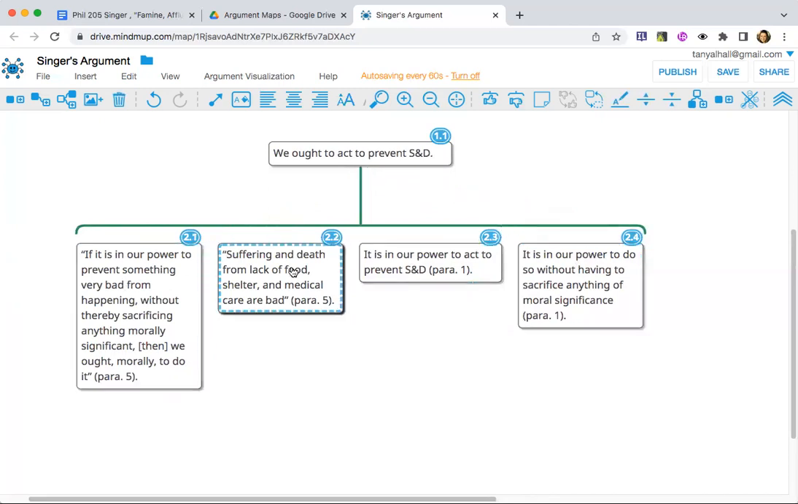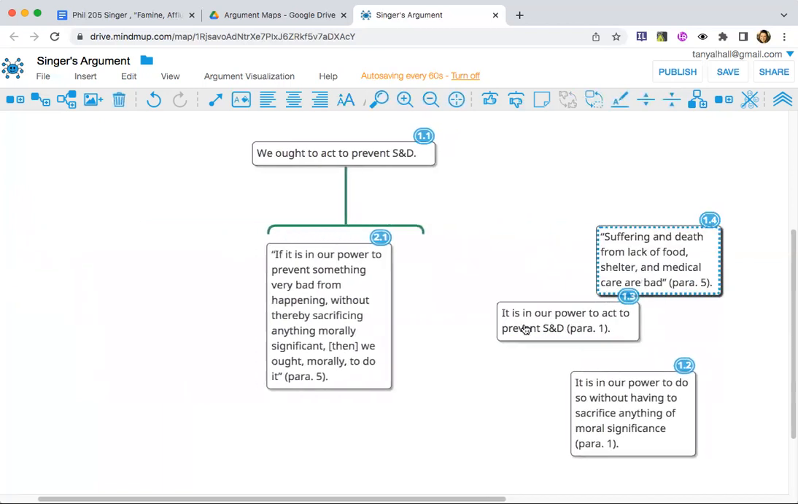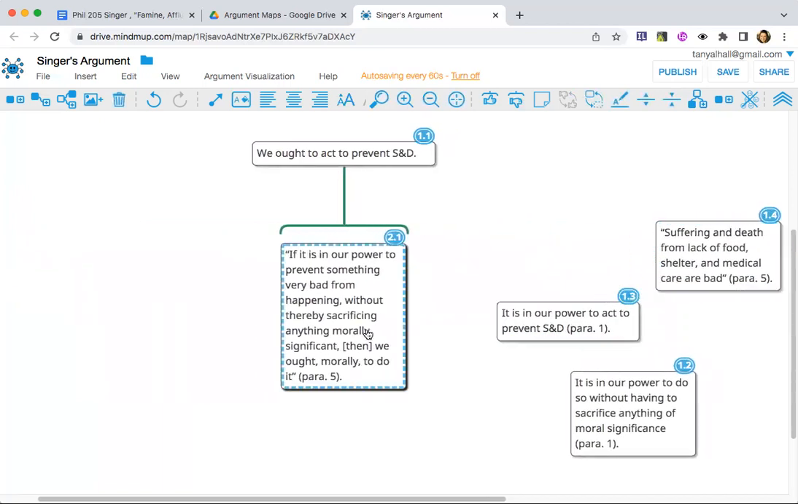When all of these are true together, it provides watertight support. It's a valid argument. If all of these are true, then the conclusion must be true. The premise on its own doesn't support anything. This just tells you, well, if it's in your power, you ought to act. That doesn't imply you ought to act. This just tells you if something happens, you ought to act.